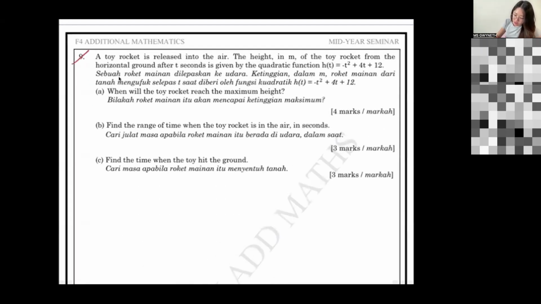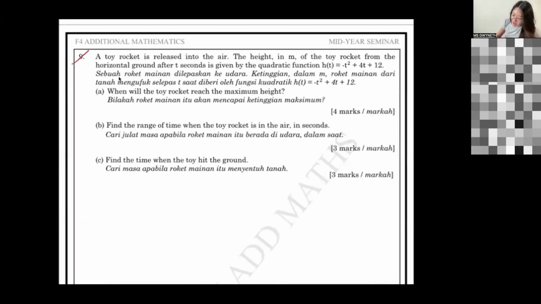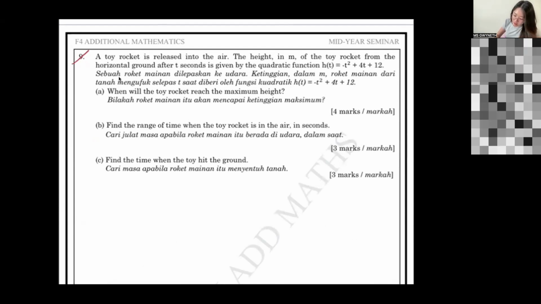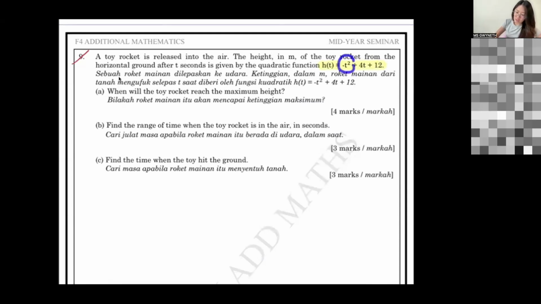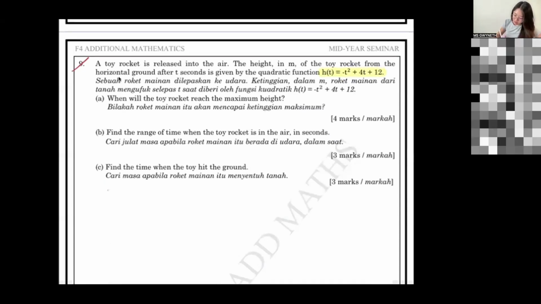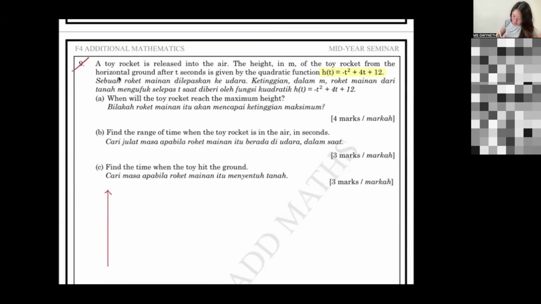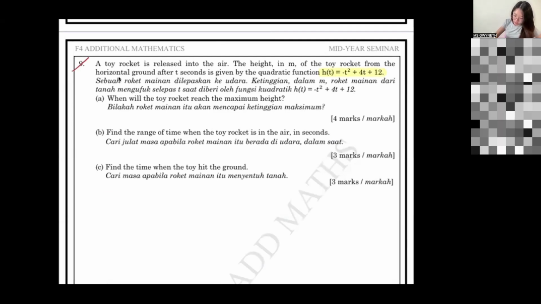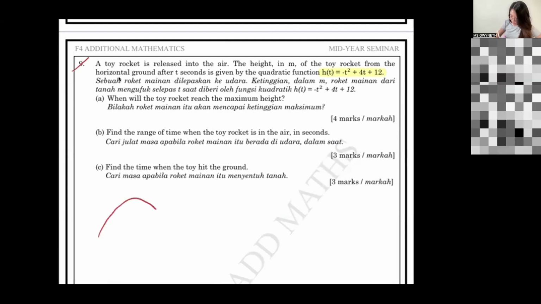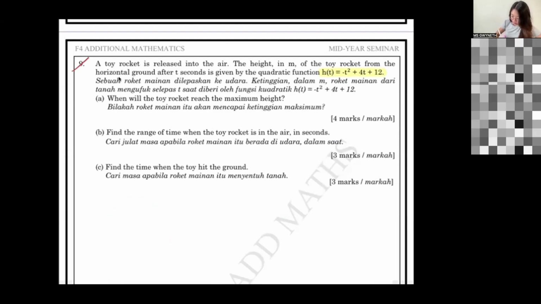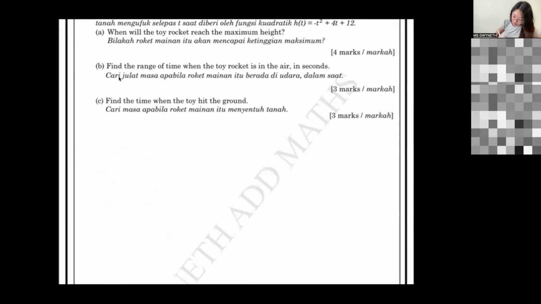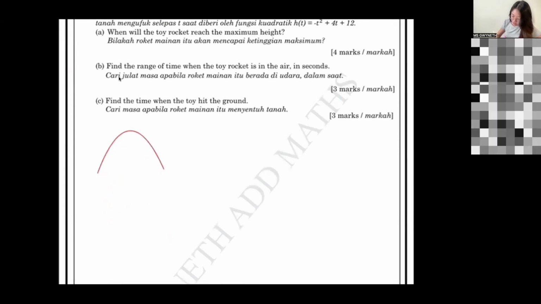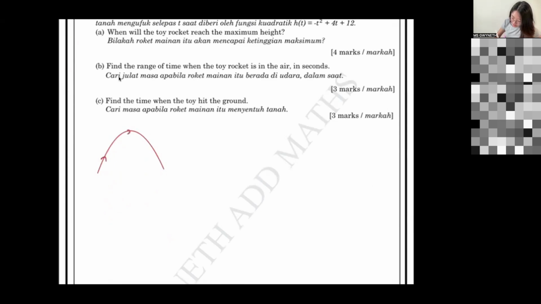A toy rocket is released to the air, and the height in meters of the toy rocket from the horizontal ground after t seconds will be given by a quadratic function. Okay, you see, this quadratic function is a frowny face. Why? Because if you release the toy rocket to the air, it will fly up, then it will drop down. Let me draw for you. The toy rocket will go this way, then drop down and hit the ground.